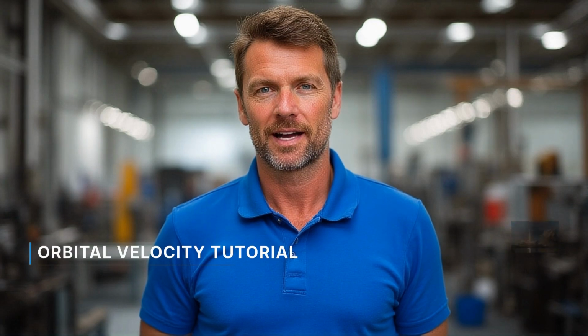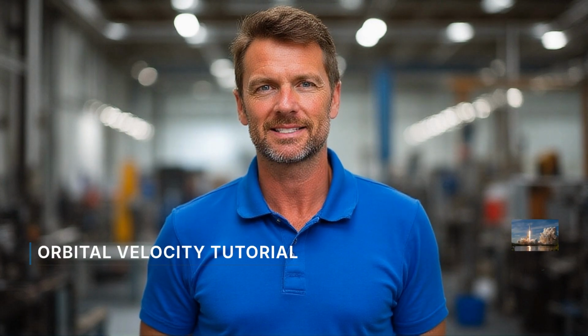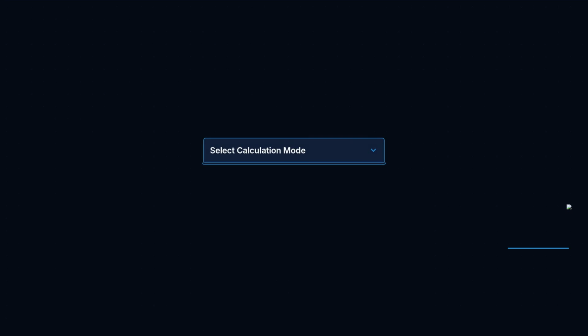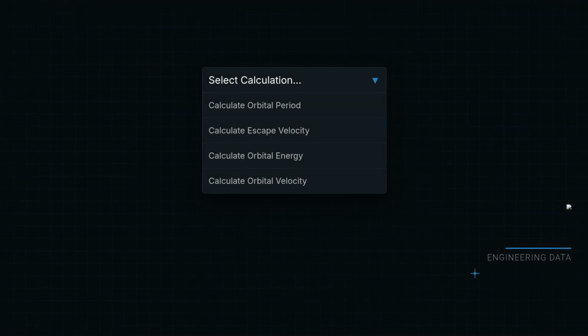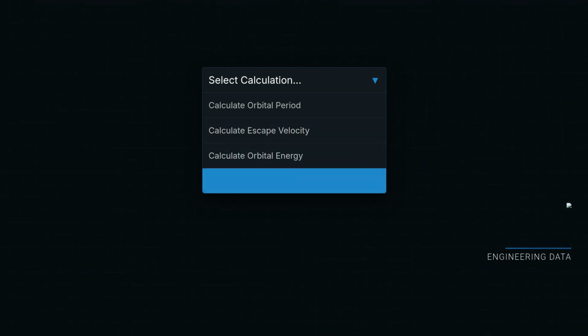This is the Orbital Velocity Interactive Calculator, which solves orbital mechanics problems for satellites and spacecraft. The calculator has a drop-down menu called Select Calculation Mode with 6 options: Calculate Orbital Velocity, Calculate Orbital Radius, Calculate Central Body Mass, Calculate Orbital Period, Calculate Escape Velocity, and Calculate Orbital Energy. For this demonstration, I'll use Calculate Orbital Velocity mode.